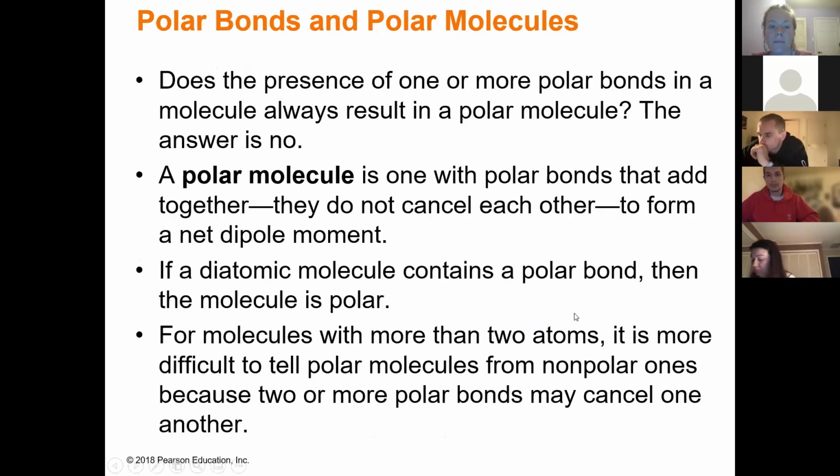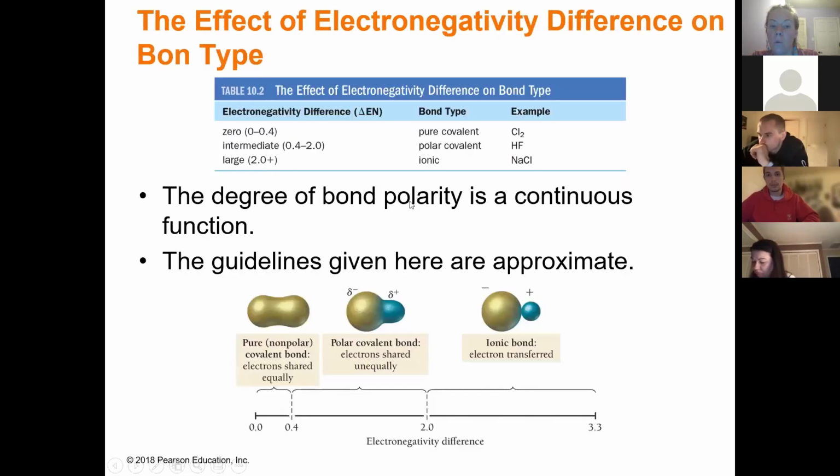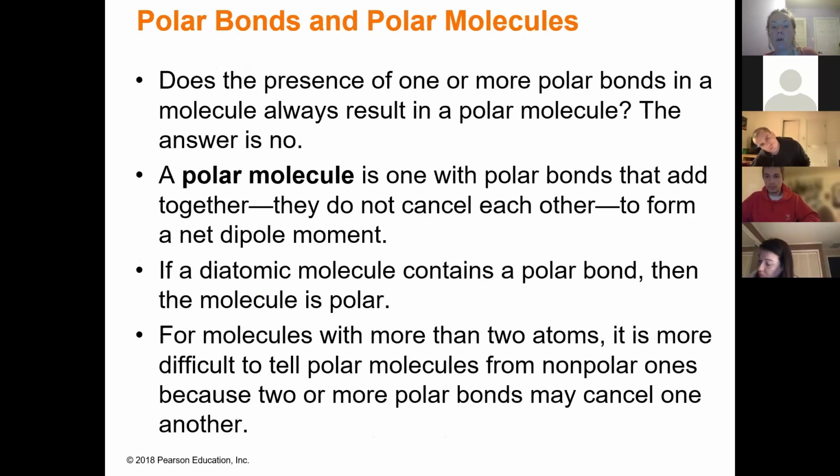So how does this relate to molecules? Well, just because you have a molecule that has polar bonds does not mean the molecule itself is polar. So don't confuse polar bond with polar molecule. A polar bond is when 2 adjacent atoms don't share electrons equally. A polar molecule is when you have polar bonds that add up and don't cancel each other out, or there is some sort of imbalance in the molecule.